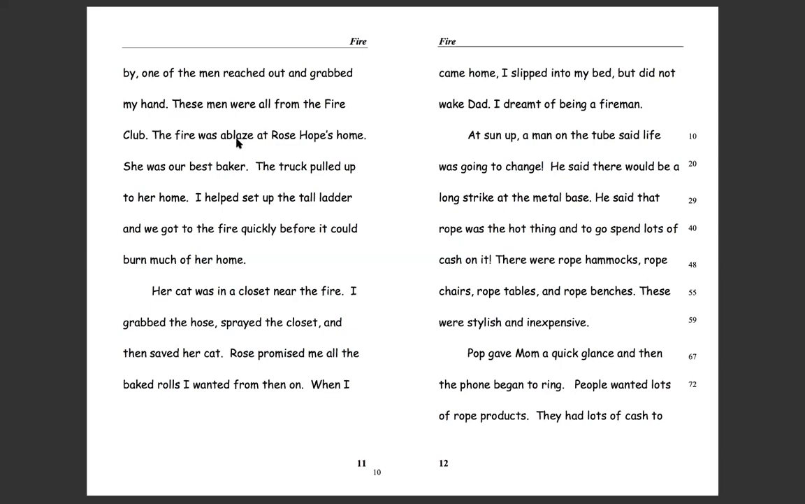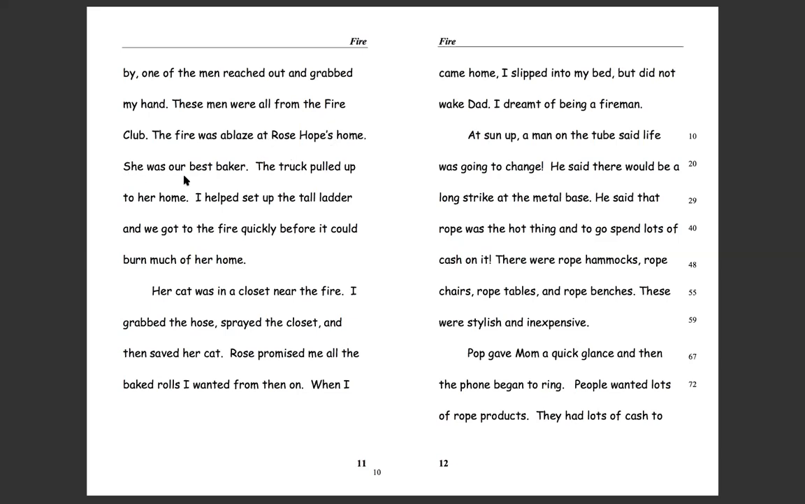Ablaze. Ablaze at Rose Hope's home. Do you know what ablaze means? No. So it means that the fire was up in the air. So it's like a huge fire. It's blazing. There's a fire.